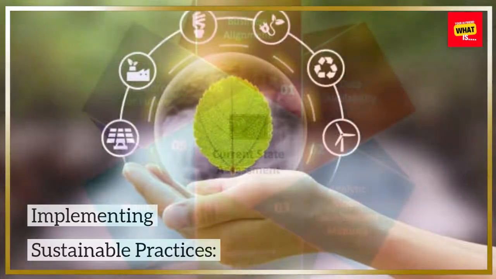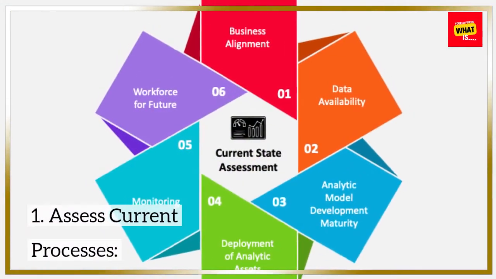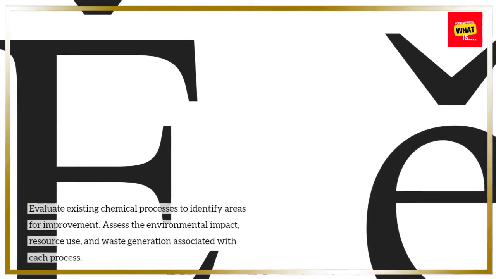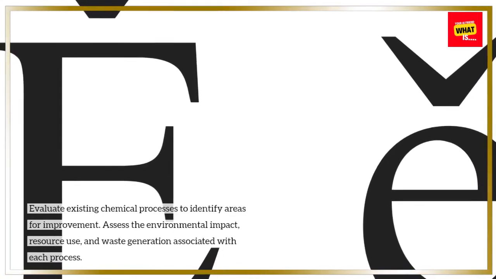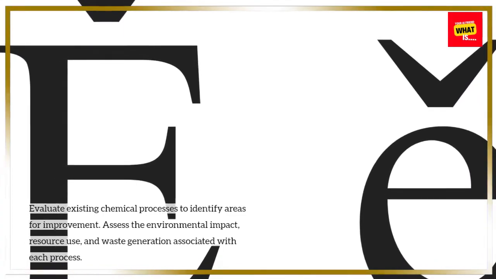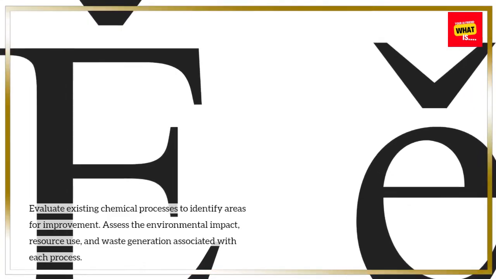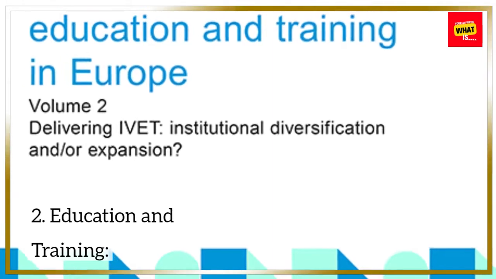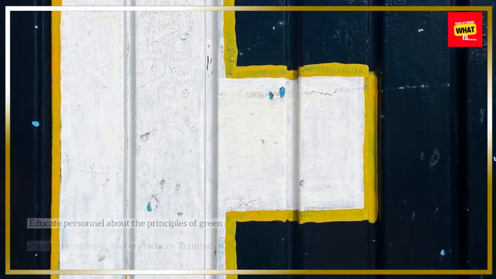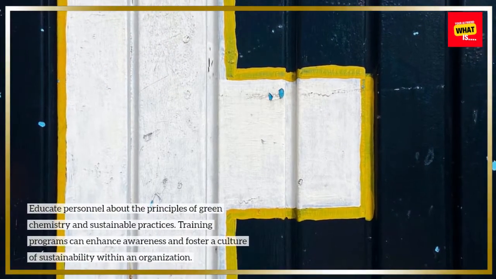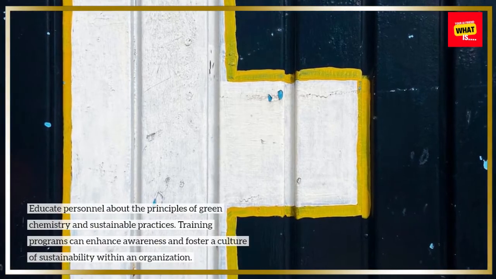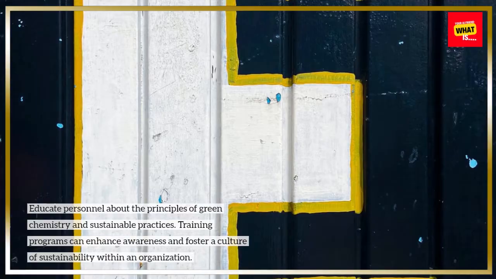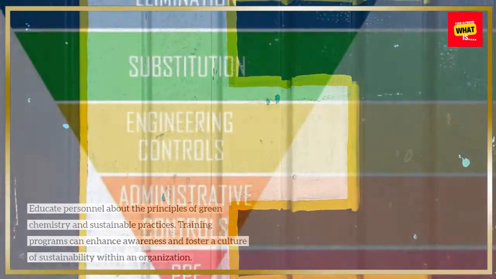Implementing sustainable practices. 1. Assess current processes. Evaluate existing chemical processes to identify areas for improvement. Assess the environmental impact, resource use, and waste generation associated with each process. 2. Education and training. Educate personnel about the principles of green chemistry and sustainable practices. Training programs can enhance awareness and foster a culture of sustainability within an organization.